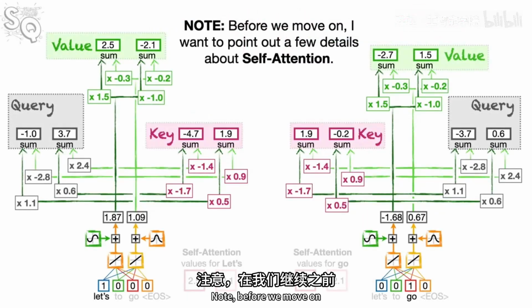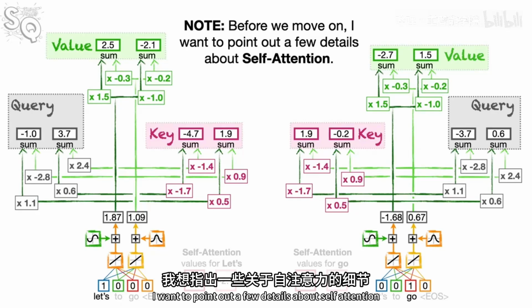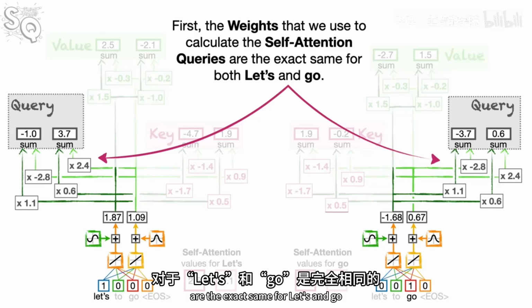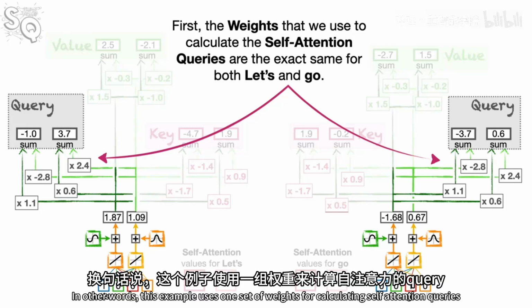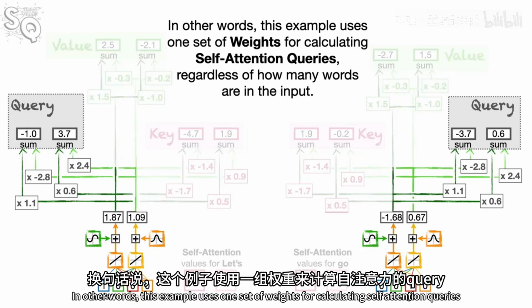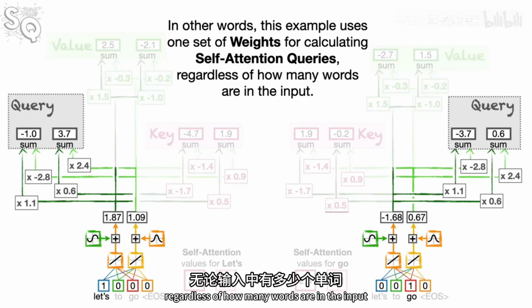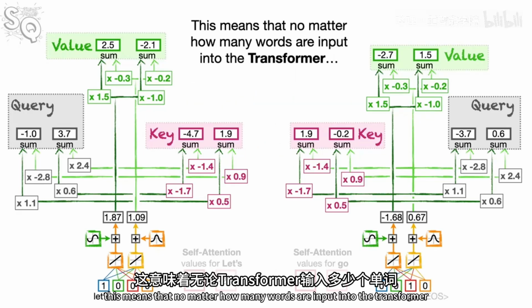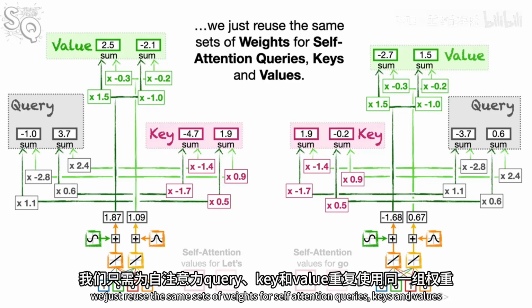Note, before we move on, I want to point out a few details about self-attention. First, the weights that we use to calculate the self-attention queries are the exact same for let's and go. In other words, this example uses one set of weights for calculating self-attention queries, regardless of how many words are in the input. Likewise, we reuse the sets of weights for calculating self-attention keys and values for each input word. This means that no matter how many words are input into the transformer, we just reuse the same sets of weights for self-attention queries, keys, and values.